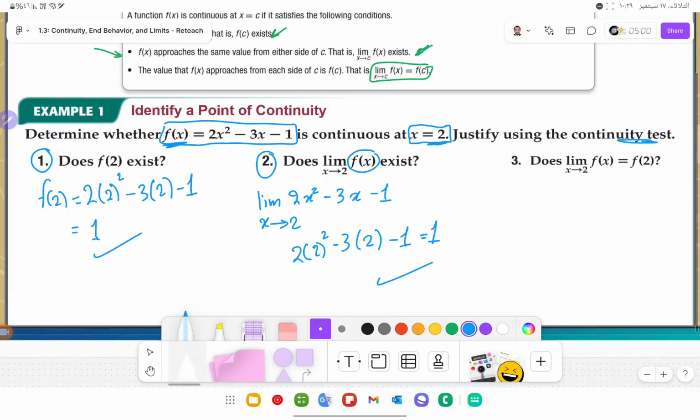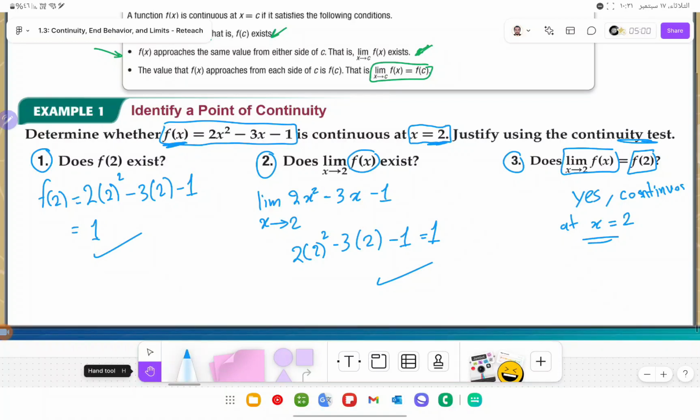So it's continuous. Now the question is saying, does the limit of f of x, which is what we tested in number 2, equal f of 2, which is what we tested in number 1? Yes. So it's continuous at x equals 2. So what you have to write? Yes, it's continuous at x equals 2 from the question. When the question is continuous, you just mention it's continuous. You don't have to mention discontinuous, jump, removable, or infinite.